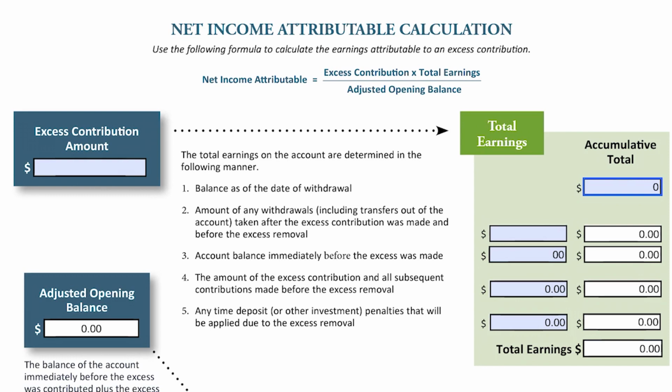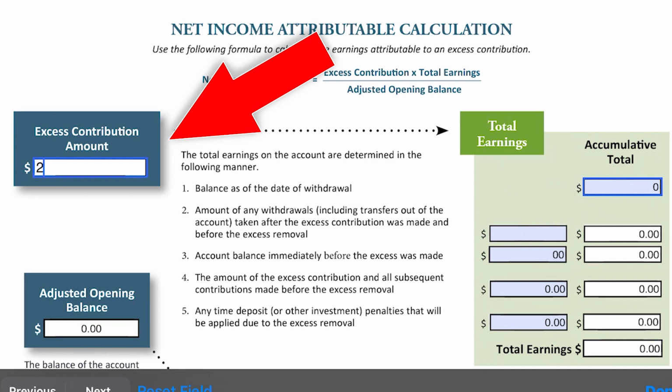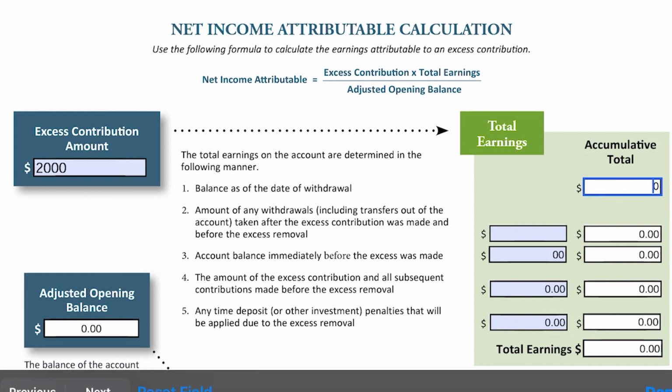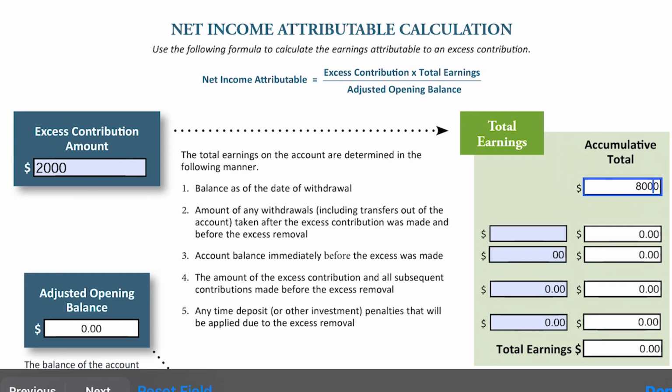So this is the worksheet, and we're going to start from the excess contribution amount. If you've already calculated how much you've overcontributed, so let's say you contributed $2,000 too much into your Roth IRA, go ahead and put it in there. So you put the excess contribution amount at $2,000. Then you want to look at line 1, which is balance as of the date of withdrawal. So this is the day that you're pulling this money out of the Roth IRA. So let's say that it grew to $8,000.